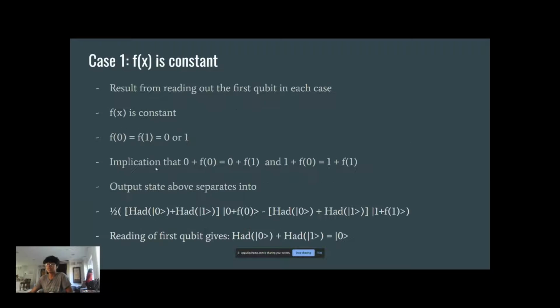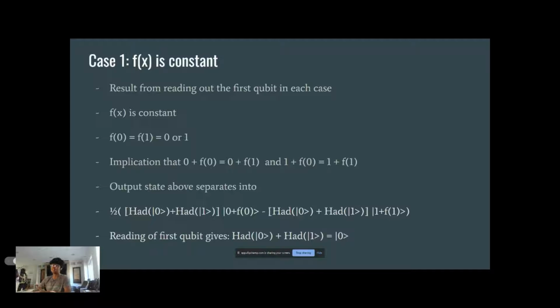So case number one would be that f(x) is a constant, right? So f(0) would be equal to f(1), so it's either 0 or 1. And then it follows that f(0) plus 0 is equal to 0 plus f(1), and 1 plus f(0) is equal to 1 plus f(1). The above output state then separates into, again, a pretty long state, but it's essentially the state right here. And then the reading of our first qubit just gives 0 plus 0, which is just equal to 0.